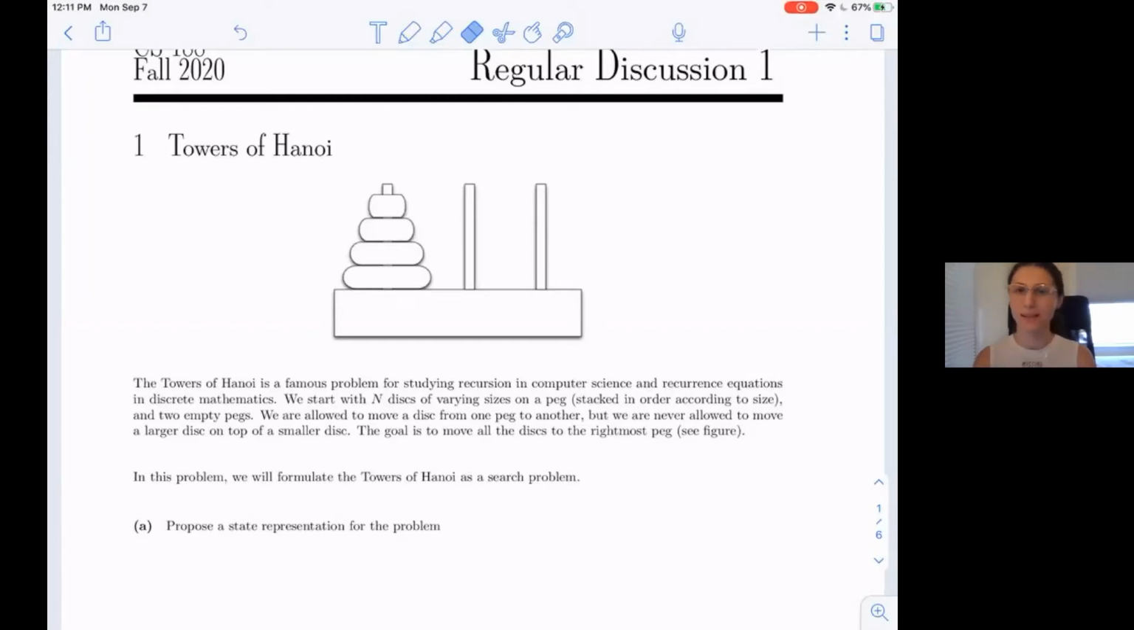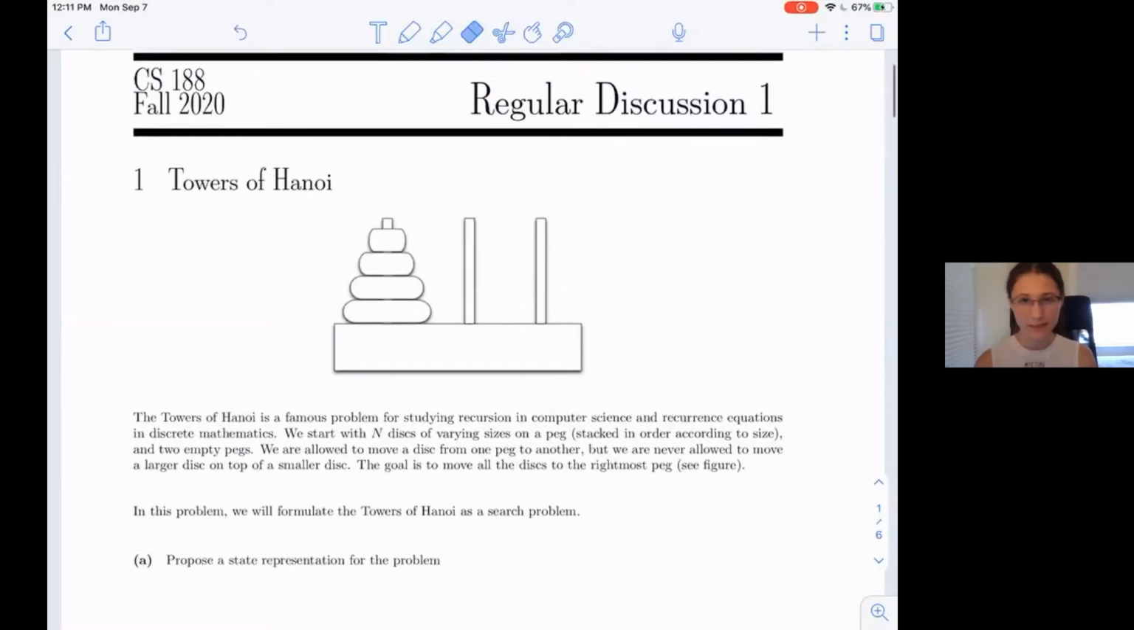As always, my name is Andrea, and today we're going to be doing a walkthrough that covers state spaces as well as informed search. So to start out, let's think a little bit about state spaces by using this famous problem in computer science called the Towers of Hanoi.